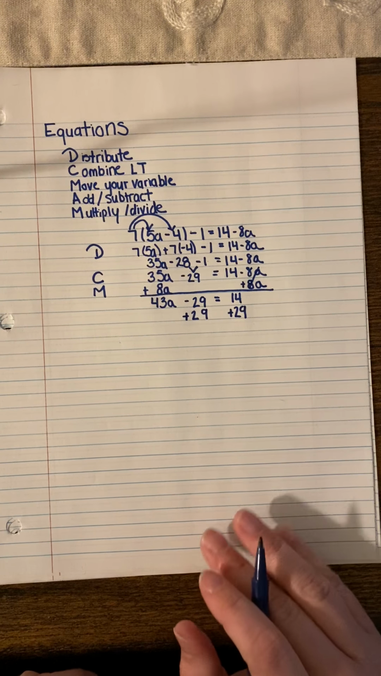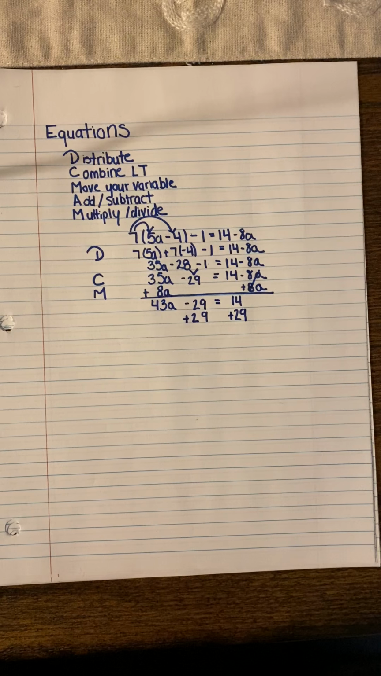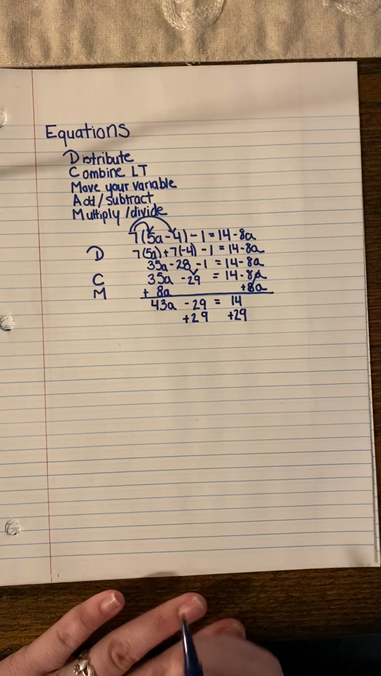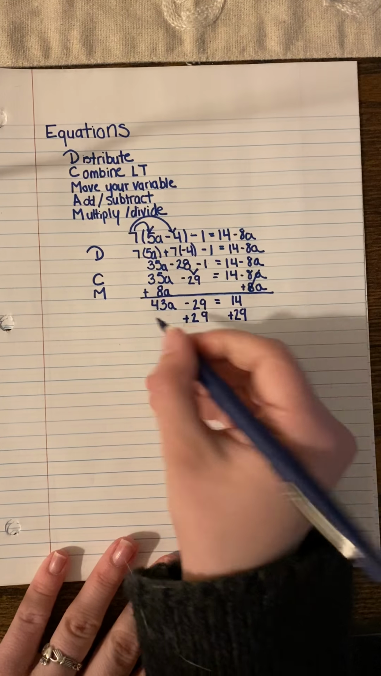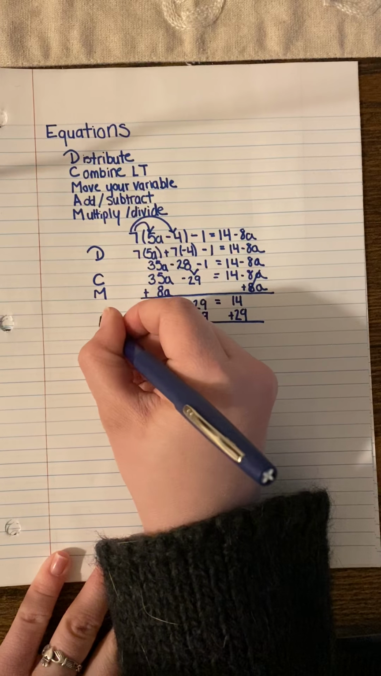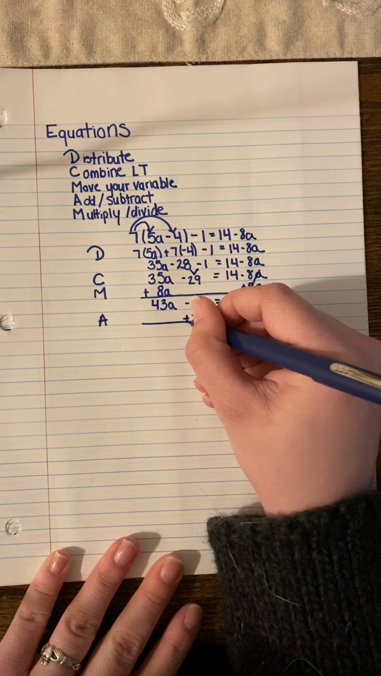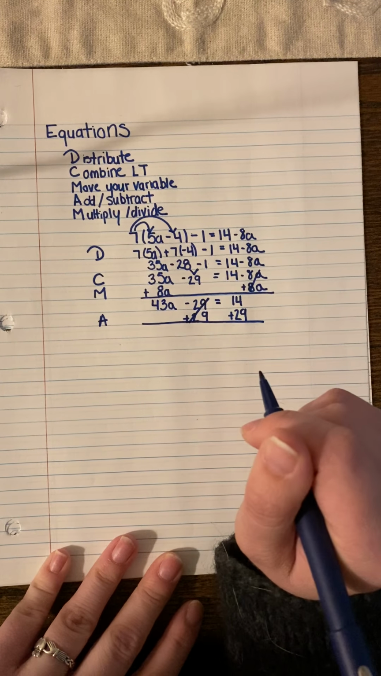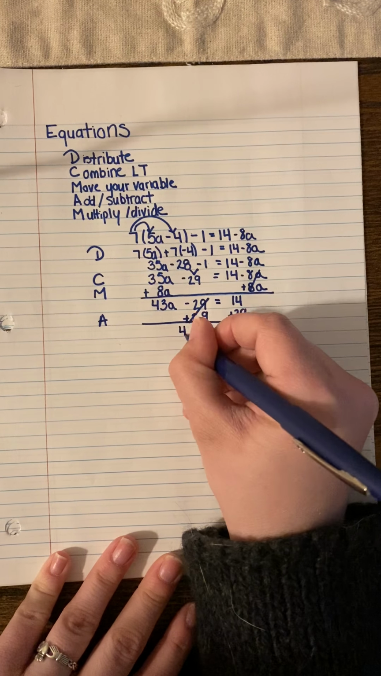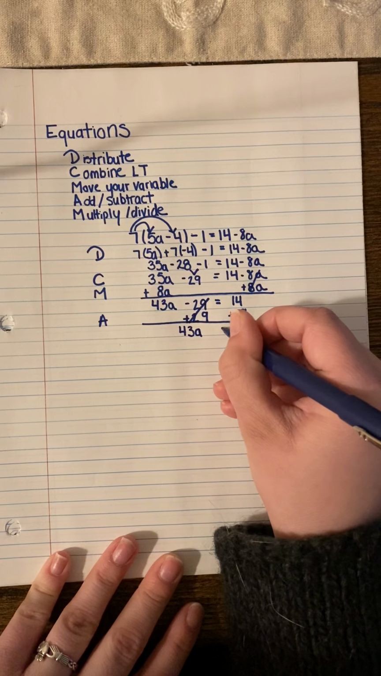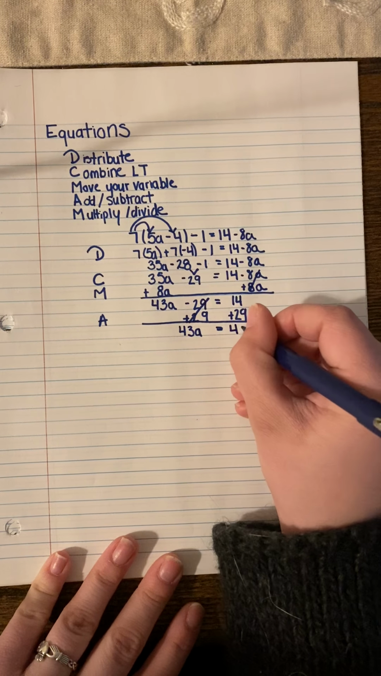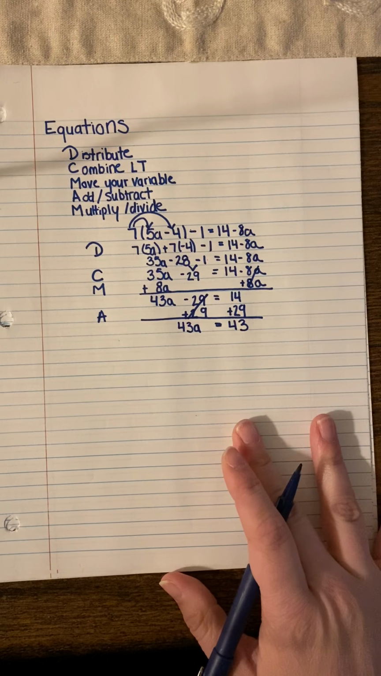I'm telling you, they love to ask you what property goes on, and they love inverse operations, mentioning it, and the property of equality, okay? So I have a 0 pair right here. I have opposites, so this becomes 0, and I'm left with 43a equals, and when I add these two up, I get 43. Ooh, that's pretty nice.